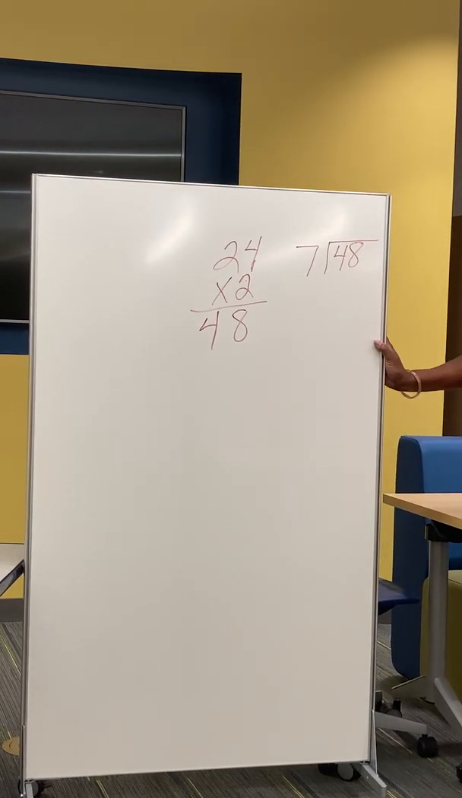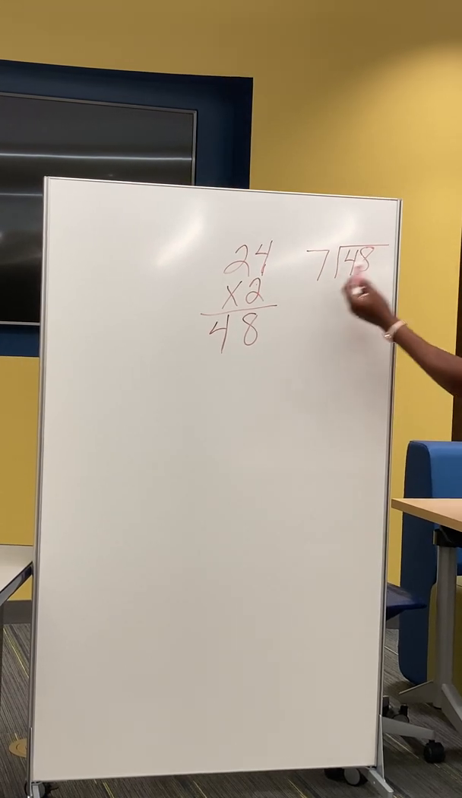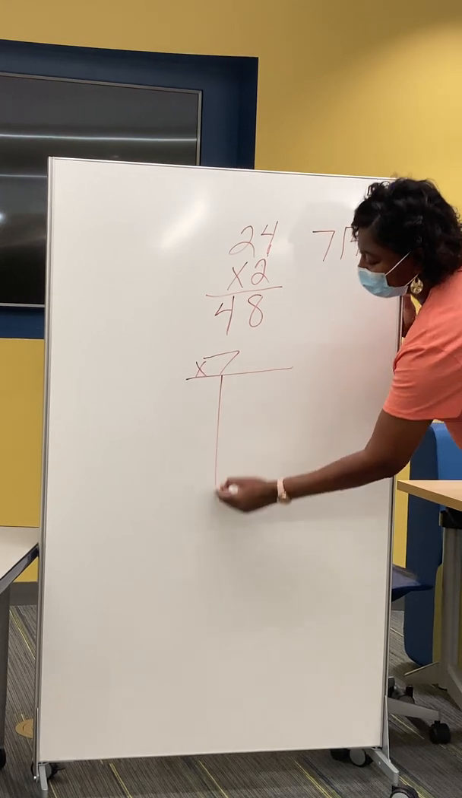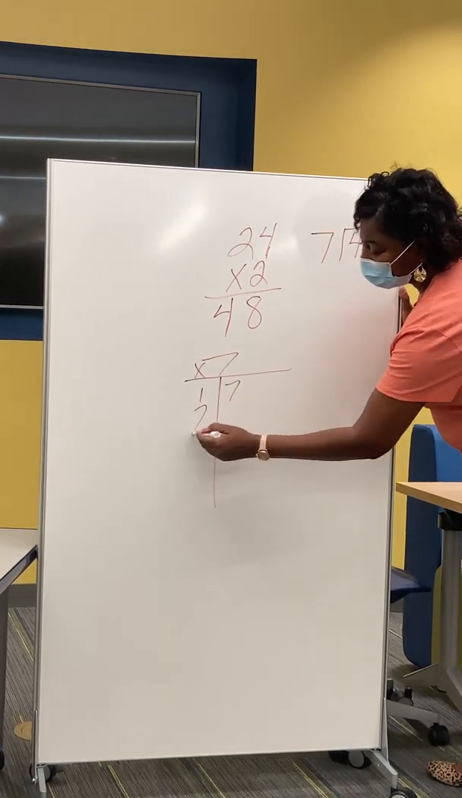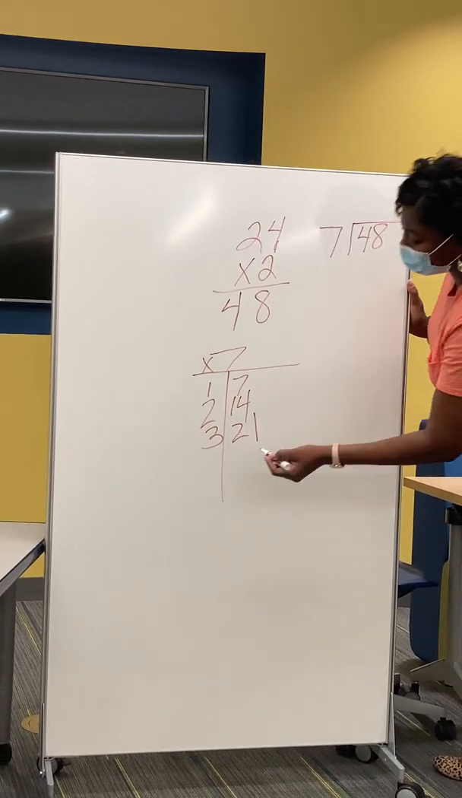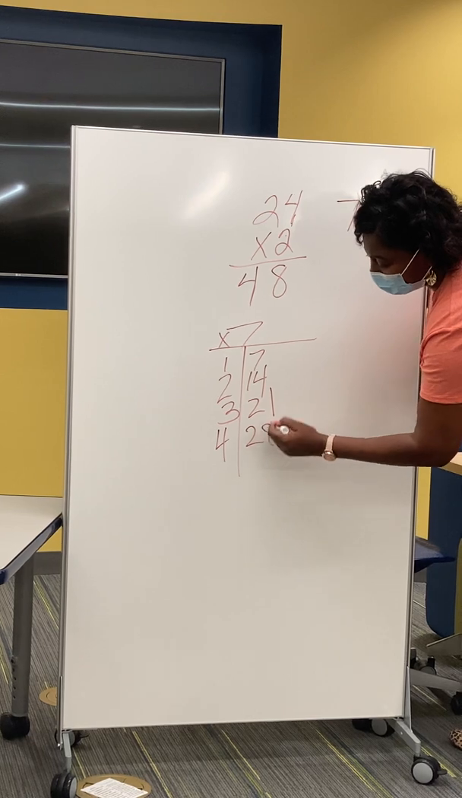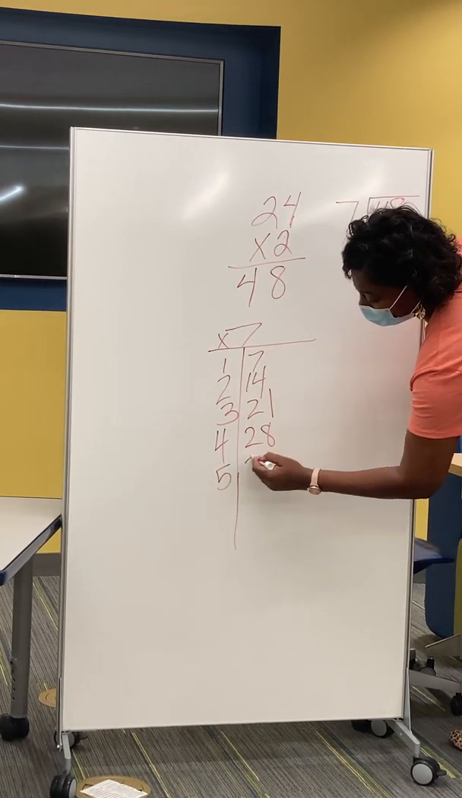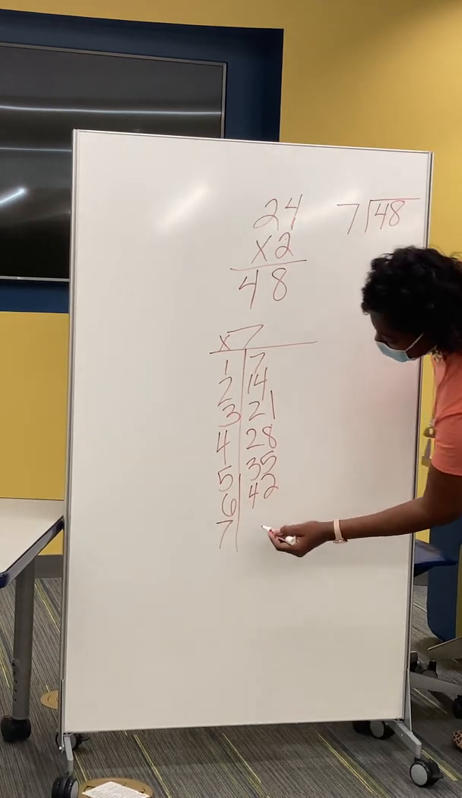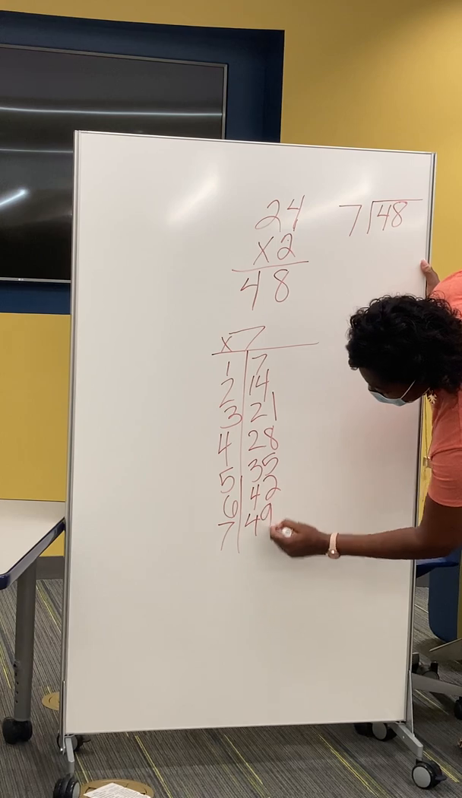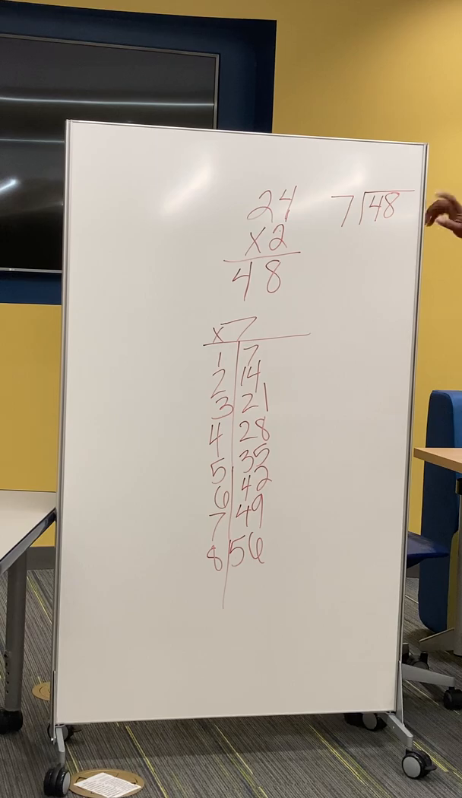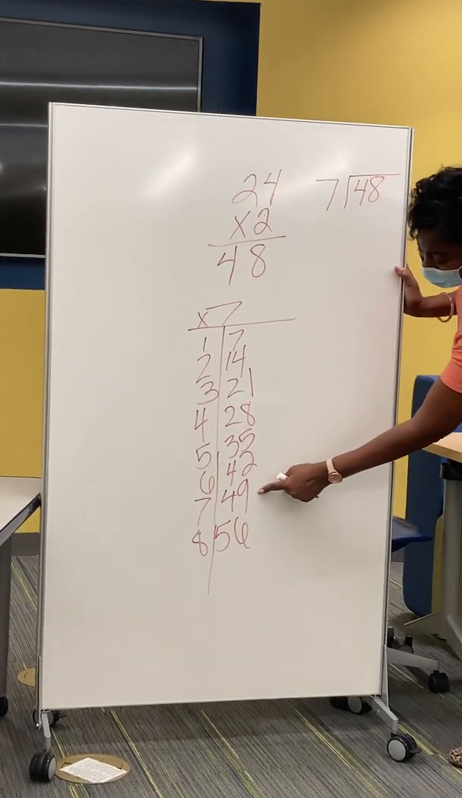Can 7 go into 4? I don't think so. Can 7 go into 48? Let's do top and bottom and find out. 1 times 7 is 7. 2 times 7 is 14. 3 times 7 is 21. I'm still not near 48. 4 times 7 is 28. 5 times 7 is 35. 6 times 7 is 42. 7 times 7 is 49. 8 times 7 is 56. 48 comes between 42 and 49.